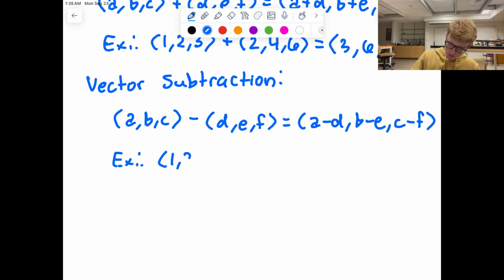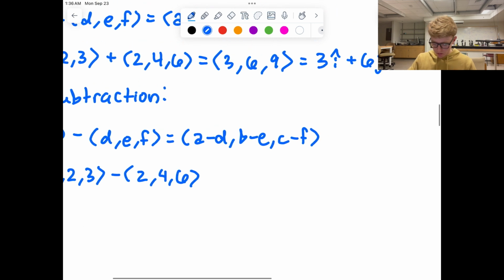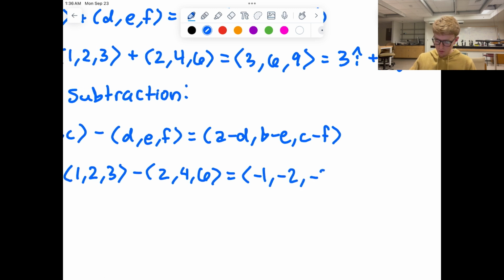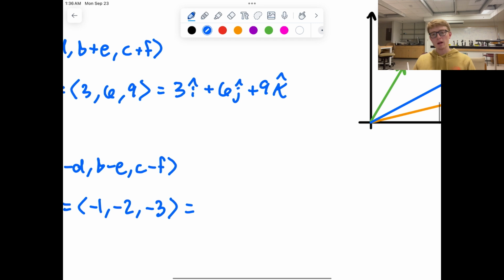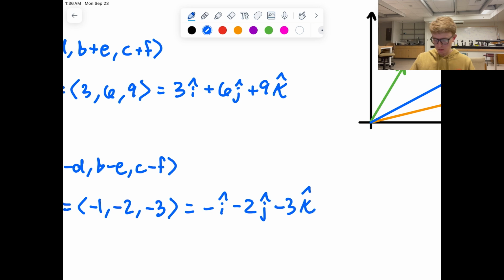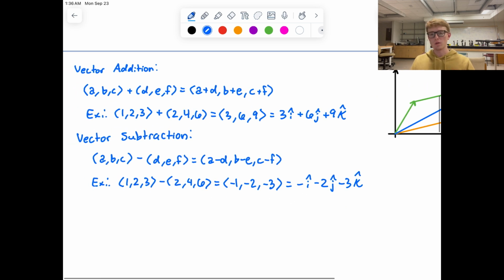Okay, so for our example, we'll do the same thing except subtract these two vectors. So 1, 2, 3 minus 2, 4, 6. All right, so in that case, what we'll get is -1, -2, -3. Or we can write it in this I, J, K hat notation. In that case, it'll be -I hat, or -1 I hat, -2 J hat, -3 K hat. So hopefully you're getting the hang of these notation differences.